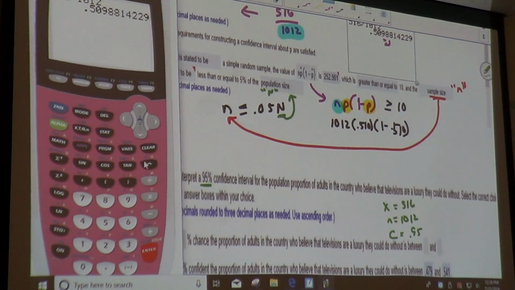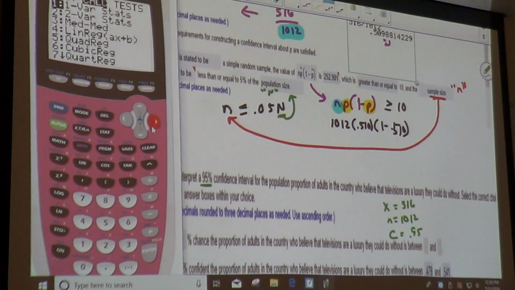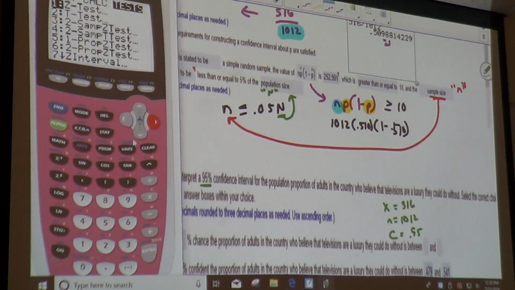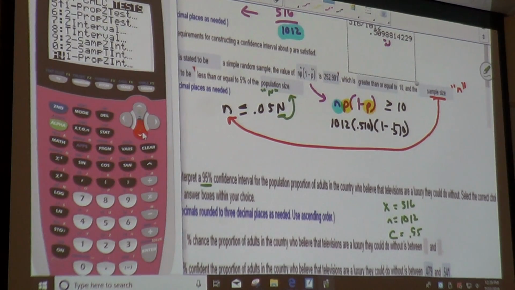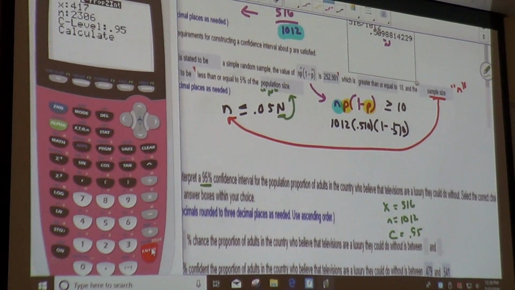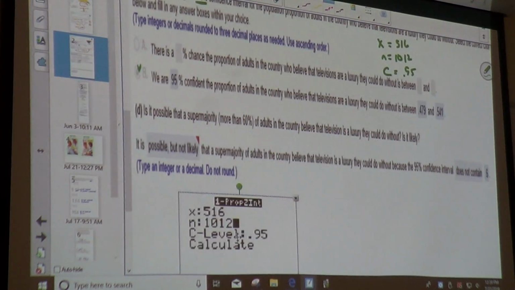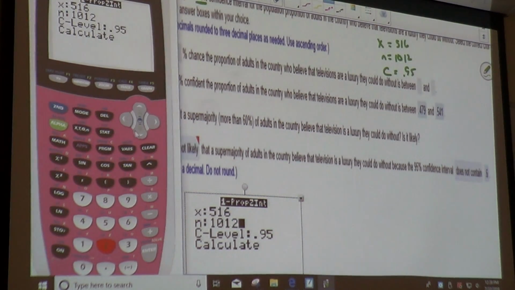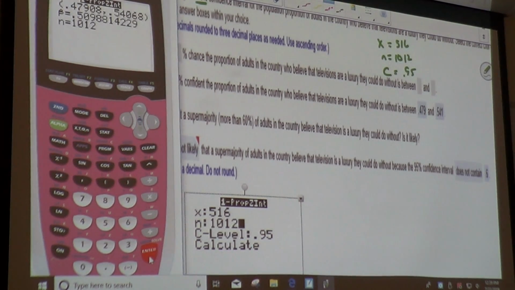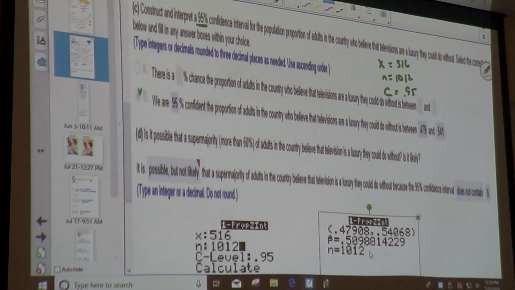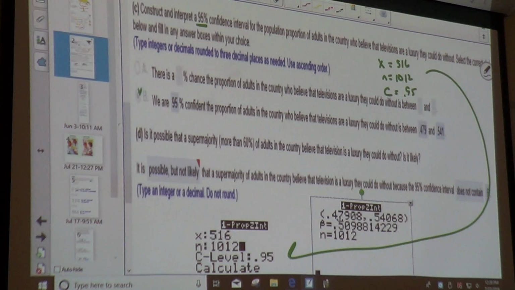So I go to my calculator and I do stat test, and I go down to A, and I am doing 516, 1012, and I'm going to pull this over so that you will have it. And then when I hit calculate, I don't want to write through that though.